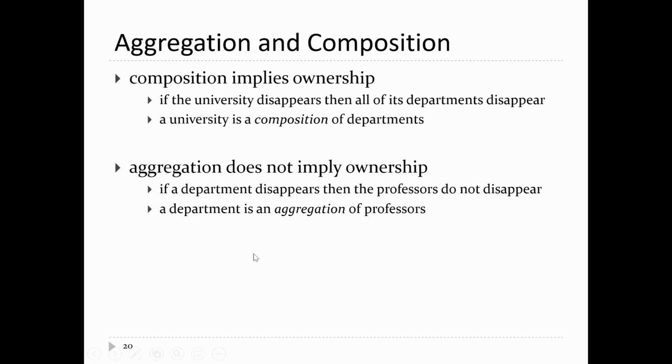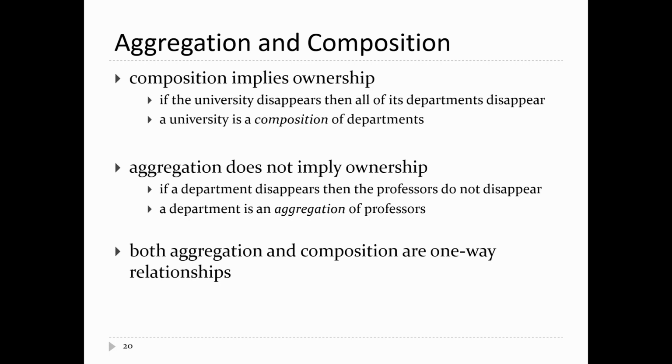These are both types of ownership. It's just that aggregation is shared ownership, whereas composition is exclusive ownership. Now, both aggregation and composition are one-way relationships.